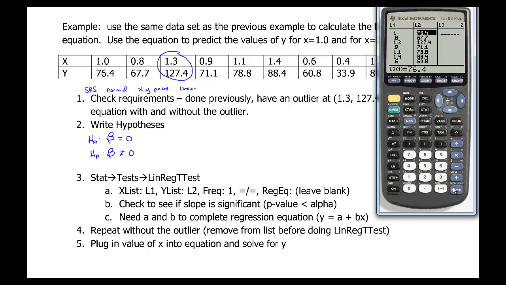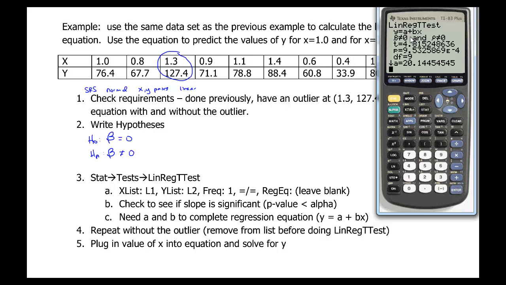Okay. So going back into the list, you'll see that I have the original list with the outlier still in it. So we're going to calculate our regression equation with the outlier first, and then we're going to do the same thing again without the outlier and have both equations next to each other. So we're going to go to the stat menu and tests and linear regression t-test. X's are in list 1, Y's are in list 2, frequency is always 1, not equal to for our alternative hypothesis. You can leave this blank, you can just use the equation format that the calculator gives you and calculate.